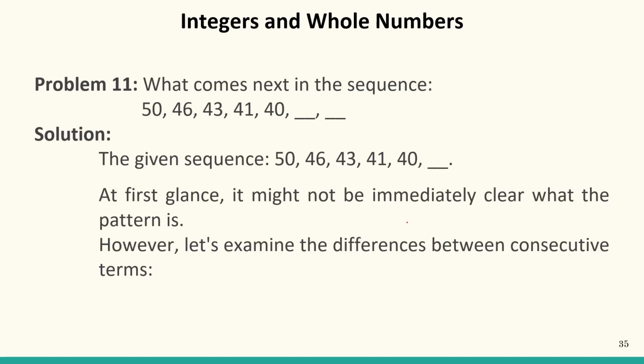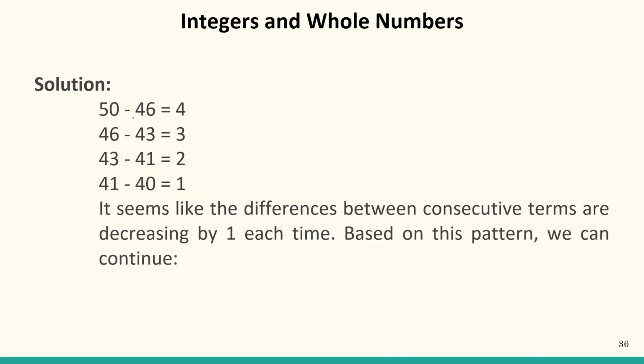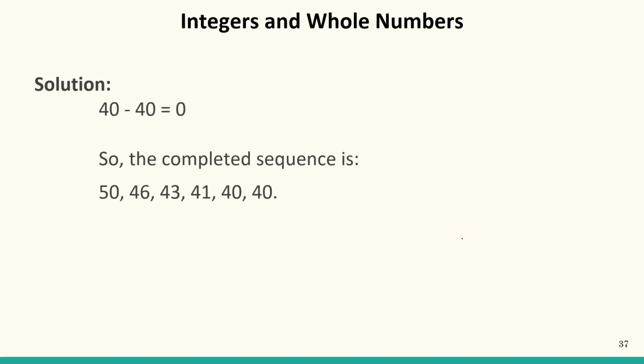At first glance, it might not be immediately clear what to do, so let's try to solve it. 50 minus 46 is equal to 4, 46 minus 43 is equal to 3, 43 minus 41 is equal to 2, 41 minus 40 is equal to 1. It seems the differences between the consecutive terms are decreasing by 1 each time. Based on this pattern, we can continue. 40 minus 40 will be 0. So the completed sequence will be 50, 46, 43, 41, 40, 40.